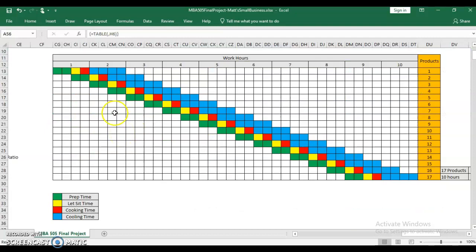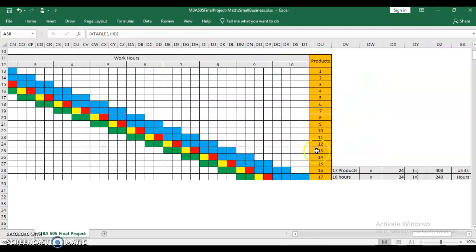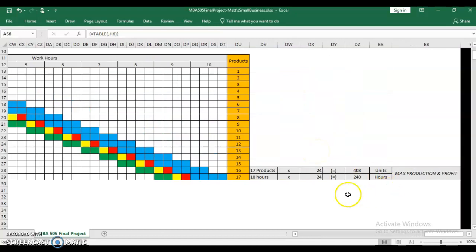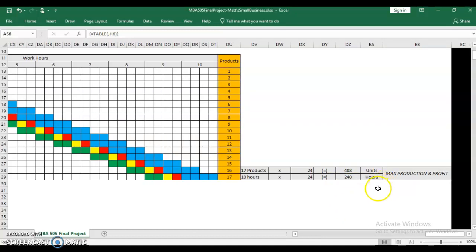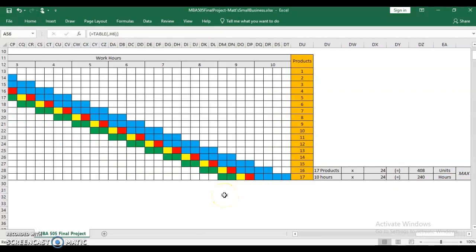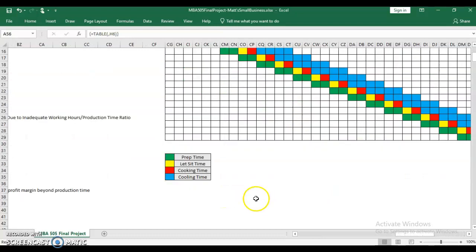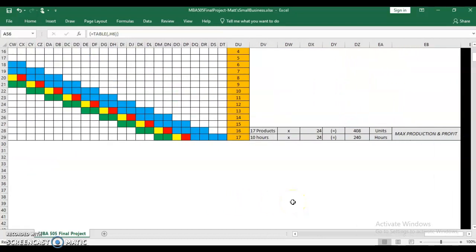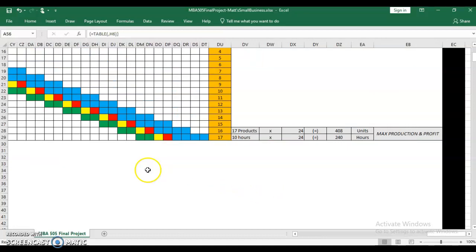Like I said earlier with the Gantt chart, I had to play around with this, but with prep time being a half hour, in green, I could do a prep time every half hour on the half hour. So it's really a perfect proportion. I did that unintentionally, but it turned out to work out well. My max production and max profit were 408 units at 240 hours. So that is my product maximization, profit maximization, and production maximization.